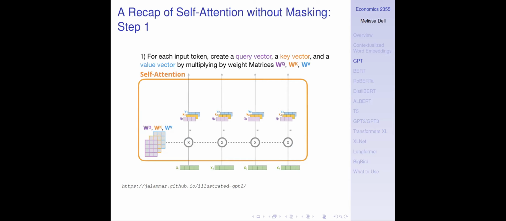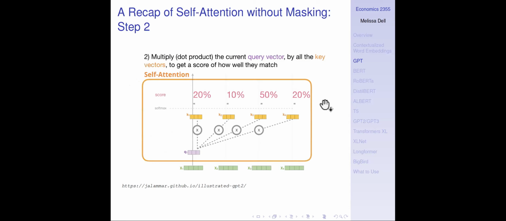So let's have a quick recap of self-attention without masking first, which is what the encoder of the transformer does. For each input token, we create a query vector, a key vector, and a value vector by multiplying by the weight matrices: the query matrices, the key matrices, and the value matrices. These are all learned parameters. And so we create those vectors. They're going to be lower dimensionality than the inputs, which are just looked up in a lookup table.